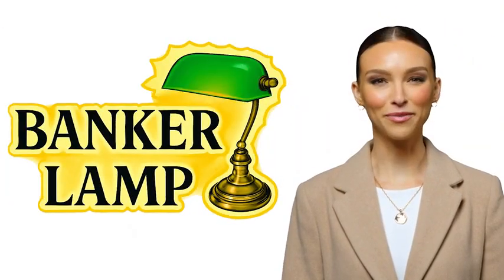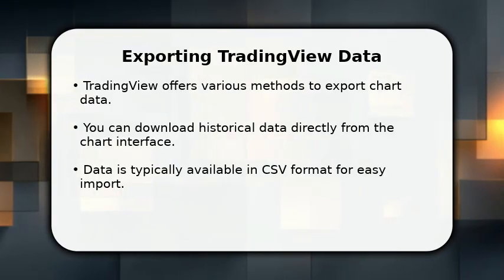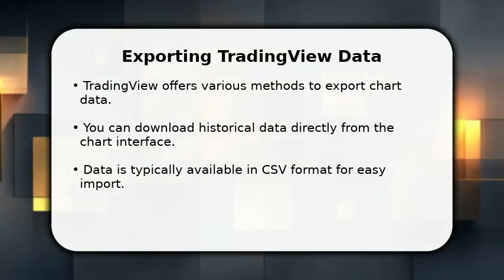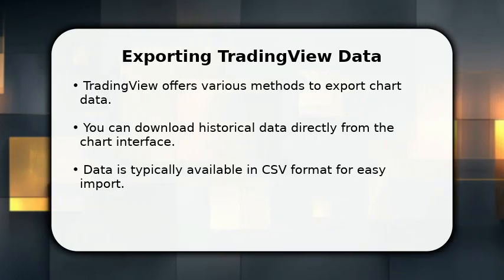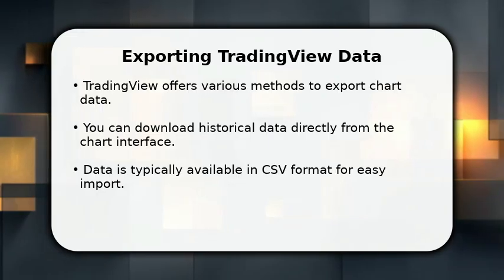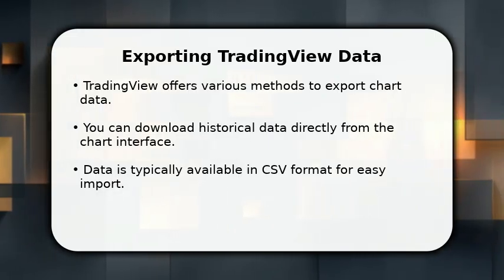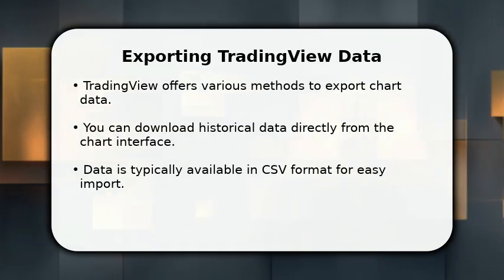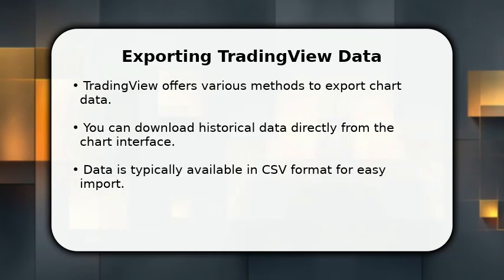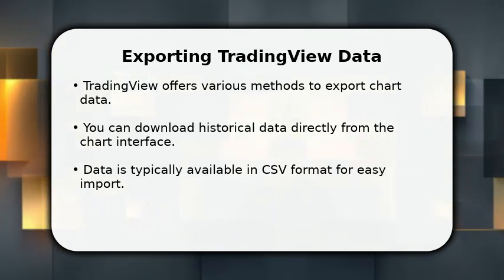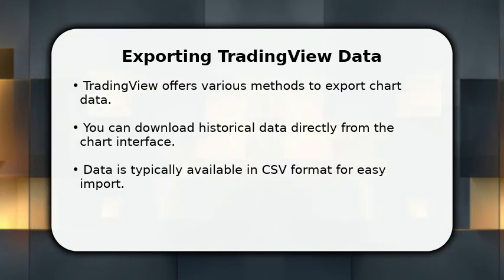Please enjoy the video. In this video, I will explain how to get data from TradingView to Excel. First, navigate to your desired chart on TradingView. Locate the Export Chart Data option, usually found in the Chart Settings or a right-click menu. Select the time frame and specific data points you wish to export. This process allows you to quickly download a CSV file containing your chosen historical data, ready for use.